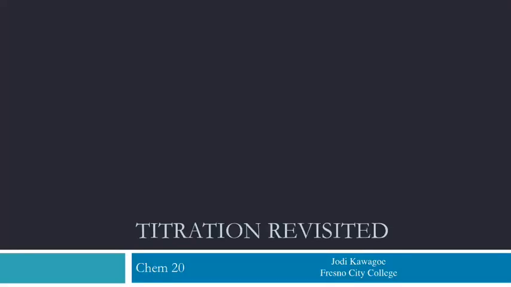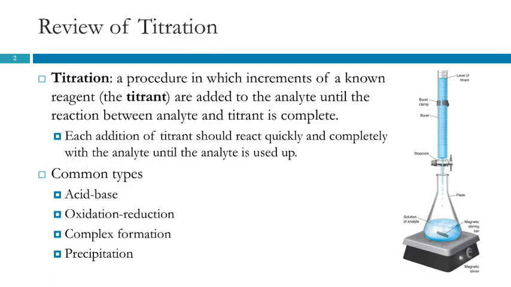Okay, so we're just going to revisit titration. You've learned about titration in Chem 1A, and you did some of it in Chem 1B, but now we're going to just kind of go over some of the finer points. So, just an overview, titration is a technique, a procedure in which increments of a known reagent called the titrant are added to the analyte, the thing you're analyzing, until the reaction between the analyte and the titrant is complete.